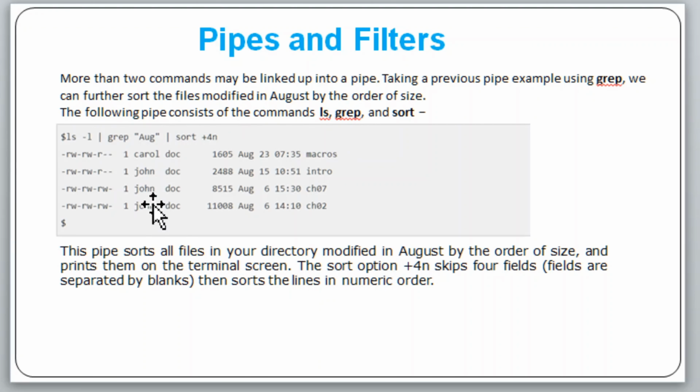You see that here. So this pipe sorts all files in your directory modified in August by the order of size, and then prints them on the terminal screen. The sort option +4n skips 4 fields. Fields are separated by blanks, and then sorts the lines in numeric order. Again, we're going to be covering pipes and filters much more in depth in our next course, Intermediate Linux. So no need to worry about it too much right now.